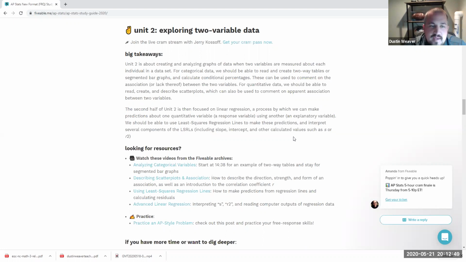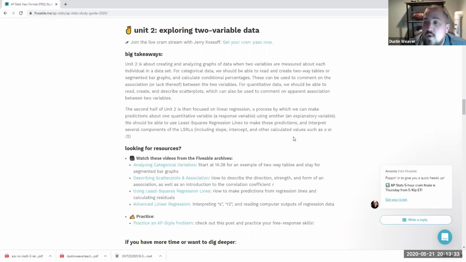And in linear regression, we can make predictions about one quantitative variable, which is usually our response variable, Y. And that's why we call it Y hat, because it is our prediction equation, using an explanatory variable, X. We should be able to use the least squares regression line, LSRL, to make these predictions and interpret several components of LSRLs. So the key is, can we interpret these things? And that would be the slope. Remember, the slope is for every one increase in X, Y is predicted to increase or decrease by this much. But remember, instead of X and Y, you have to use the context of the problem.